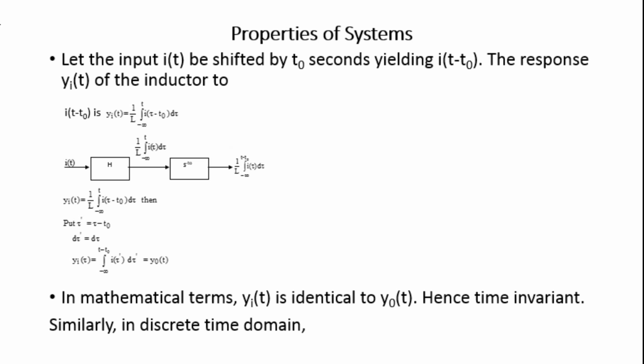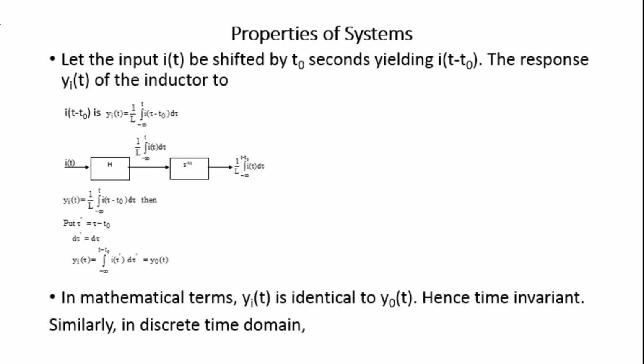That is the input to S to the power minus t naught, and output is 1 by L integration minus infinity to t minus t naught of i of tau into d tau. For yi of t is equal to 1 by L integration minus infinity to t i of tau minus t naught into d tau, then tau is equal to tau minus t naught, or d tau is equal to d tau. yi of t is equal to integration minus infinity to t minus t naught i of tau into d tau, which is equal to yo of t. In mathematical terms, yi of t is identical to yo of t, hence time invariant.